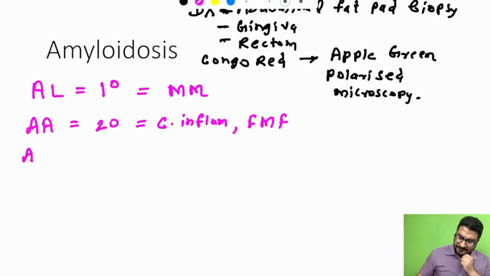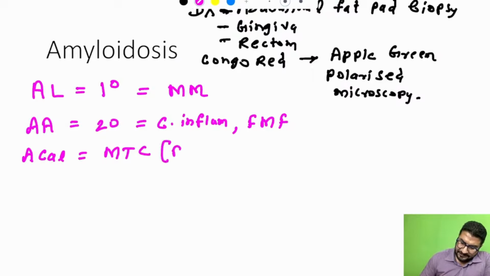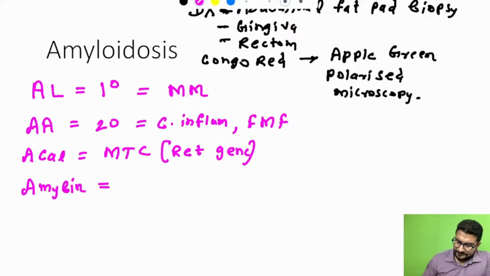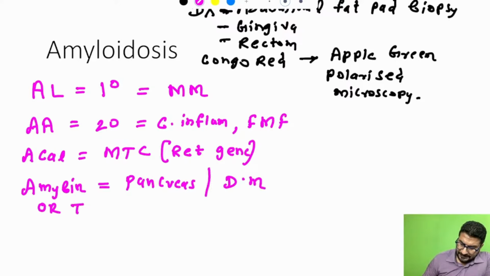Next type is called A Cal type. It is seen in MTC, medullary thyroid carcinoma, and MTC occurs due to RET gene mutation. Then we have amyloid called amylin. This is seen in pancreas, or they can ask you, it is something which we see in diabetes. Amylin is also called islet associated pancreatic polypeptide.